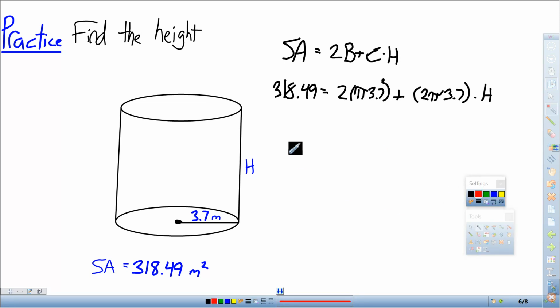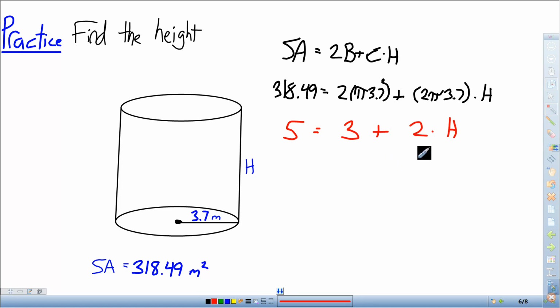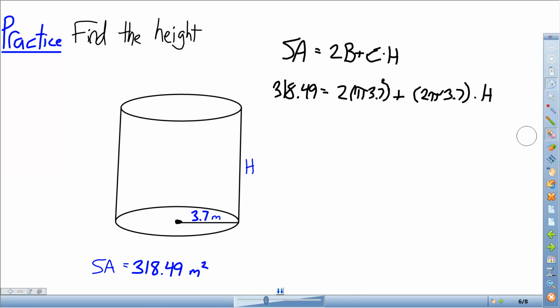And by the way, say instead of these crazy numbers, it was this: say this was a 5, this was a 3, plus 2 times h. Say I told you to solve this equation. You would know how to do that. You would subtract 3 from both sides, then divide both sides by 2, and you'd have your answer. That's exactly what we're doing here. We just have some really weird values for our numbers. Okay, so yeah, let's go ahead and do it.